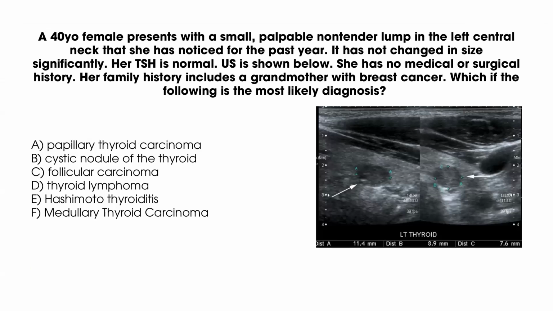A 4-year-old female presents with a small palpable non-tender lump in the left central neck. She's noticed for the past year it's not changing size significantly. Her family history includes a grandmother with breast cancer. Let's see those microcalcifications.